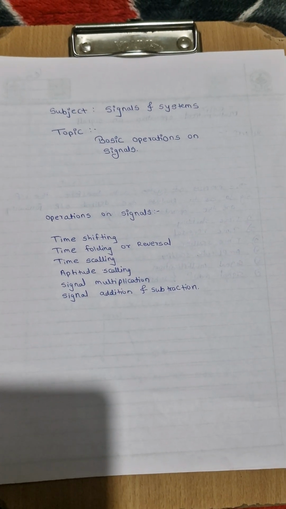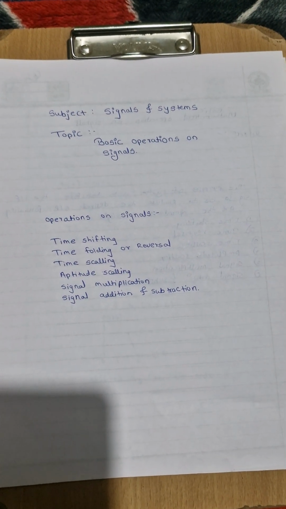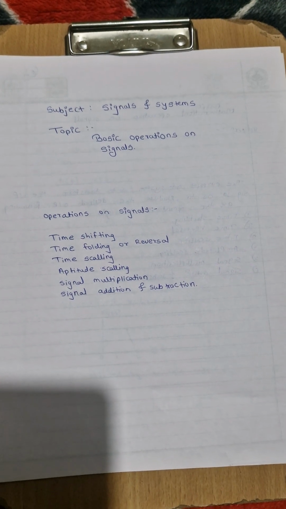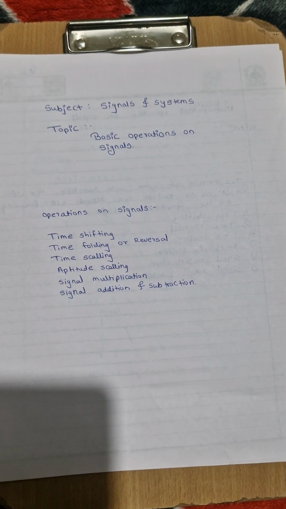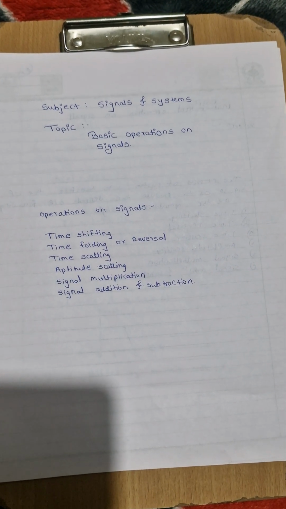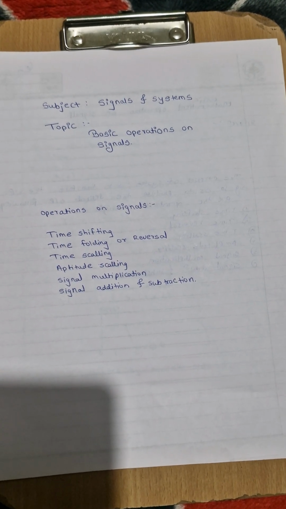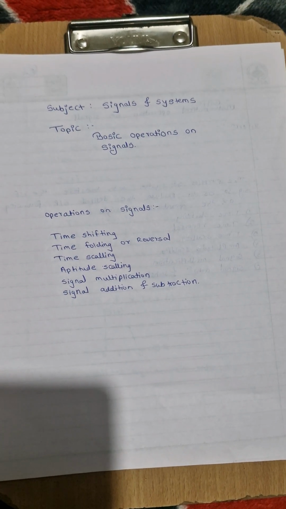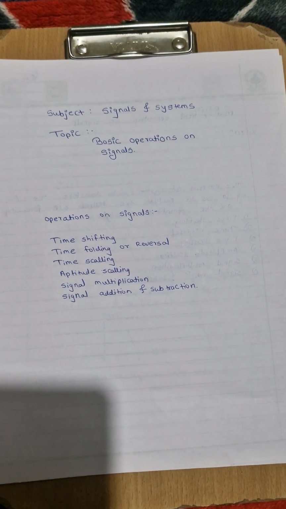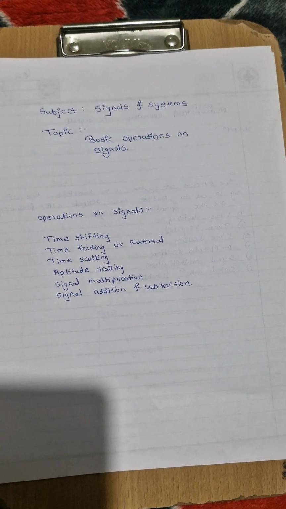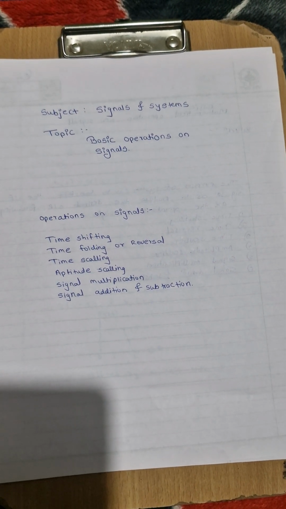Definition of signals. A signal is a physical quantity that varies with time, space or any other independent variable, and a signal carries some kind of information from one end to another. For example, AC signal, image, TV signal, speech signal and audio video signal.